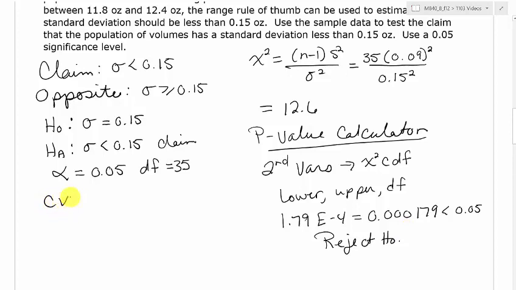Now to find the critical value. For this one, we're using a significance level of 0.05. It's a left-tailed test, so the area in the left tail is going to be 0.05. Now remember, the chi-squared distribution is not symmetric, and the table gives us areas to the right. Since the area in the left tail is 0.05, the area in the right tail would be 0.95.